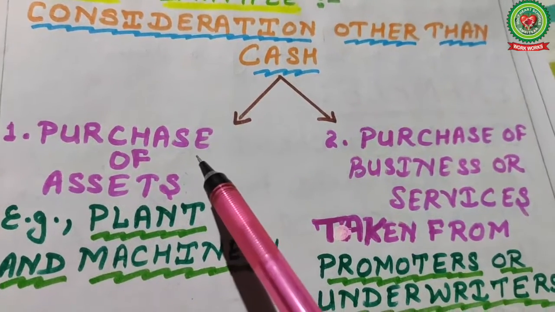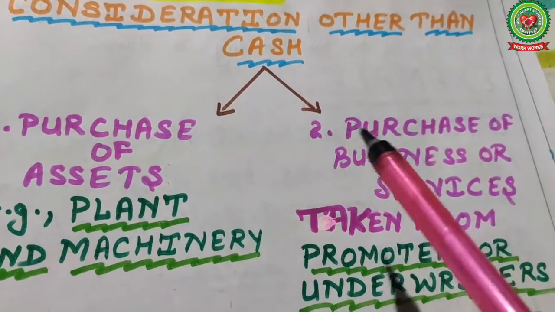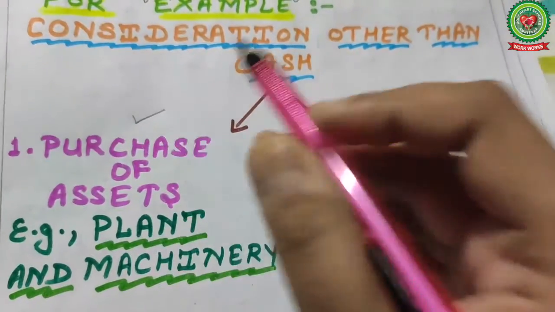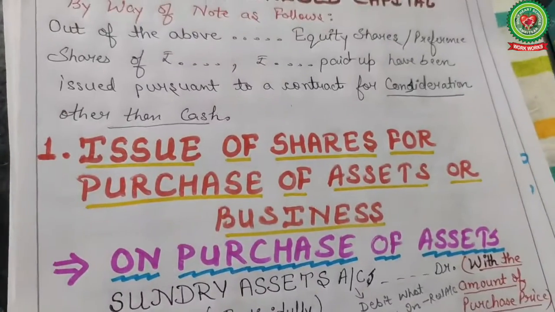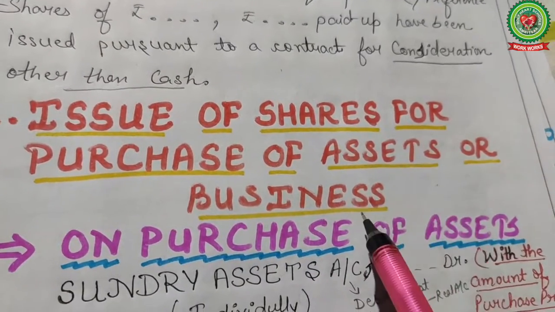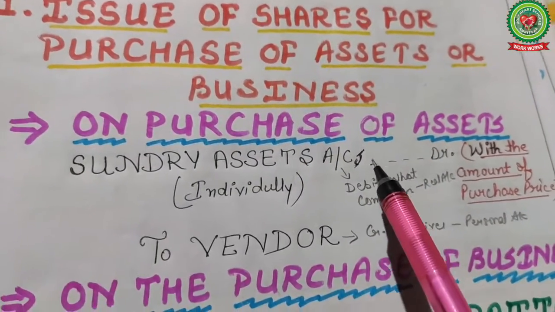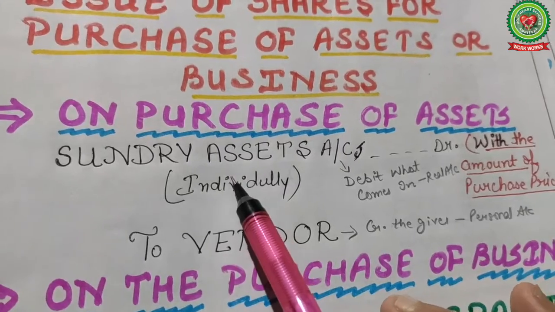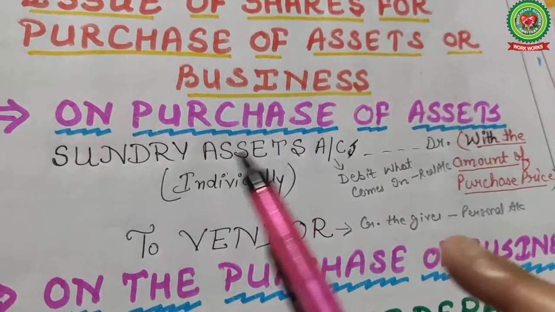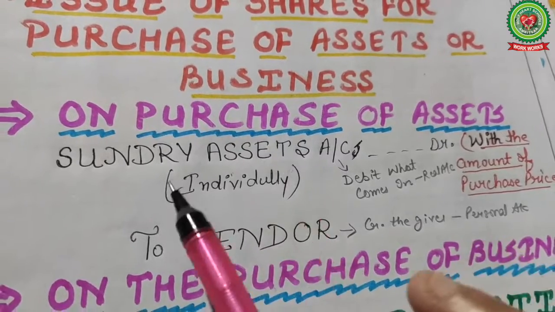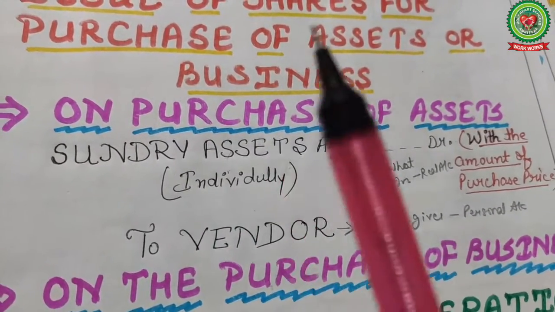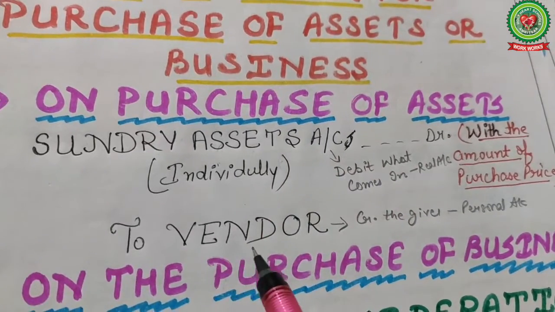Now the main point here: consideration other than cash has two ways, purchase of assets or purchase of business. Firstly I am going to discuss purchase of assets. Issue of shares for purchase of assets. On purchase of asset, the journal entry is sundry assets, individually, any type of asset like plant, machinery, land, stock, etc., debited individually, to vendor.